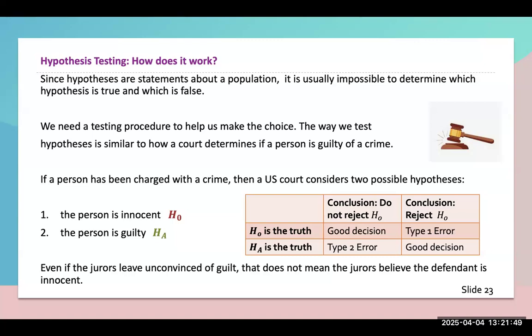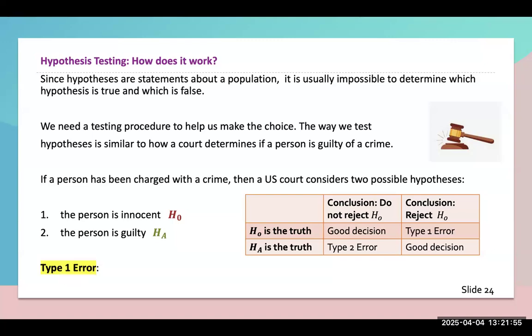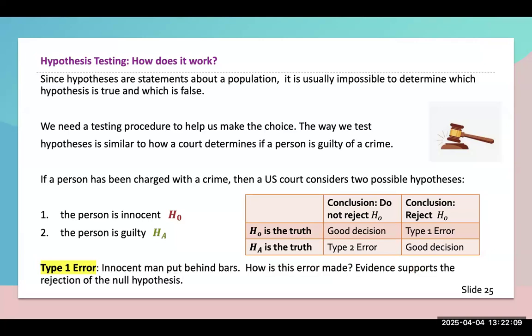Now there's two types of errors we can make. There's a type 1 error and a type 2 error. Let's talk about a type 1 error. That's when the null hypothesis is true and we reject it. Let's think about it in a court system. A person is innocent, and we reject the fact that they're innocent. What does that mean? An innocent man is put behind bars. How is this error made? Well, the evidence supports the rejection of the null hypothesis.